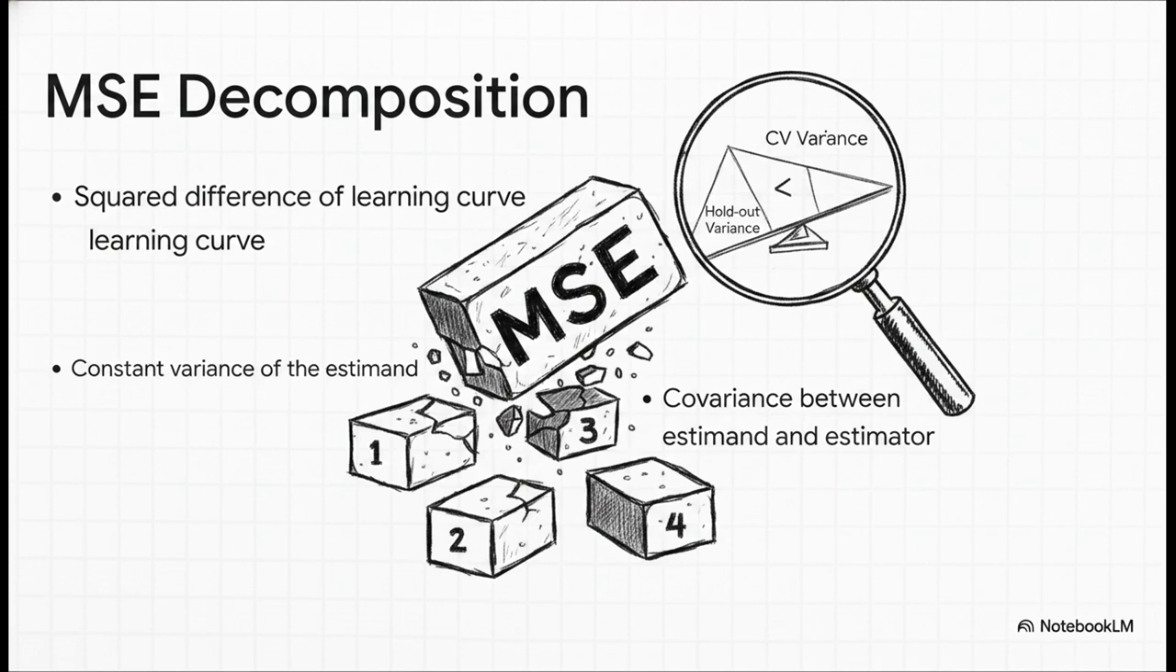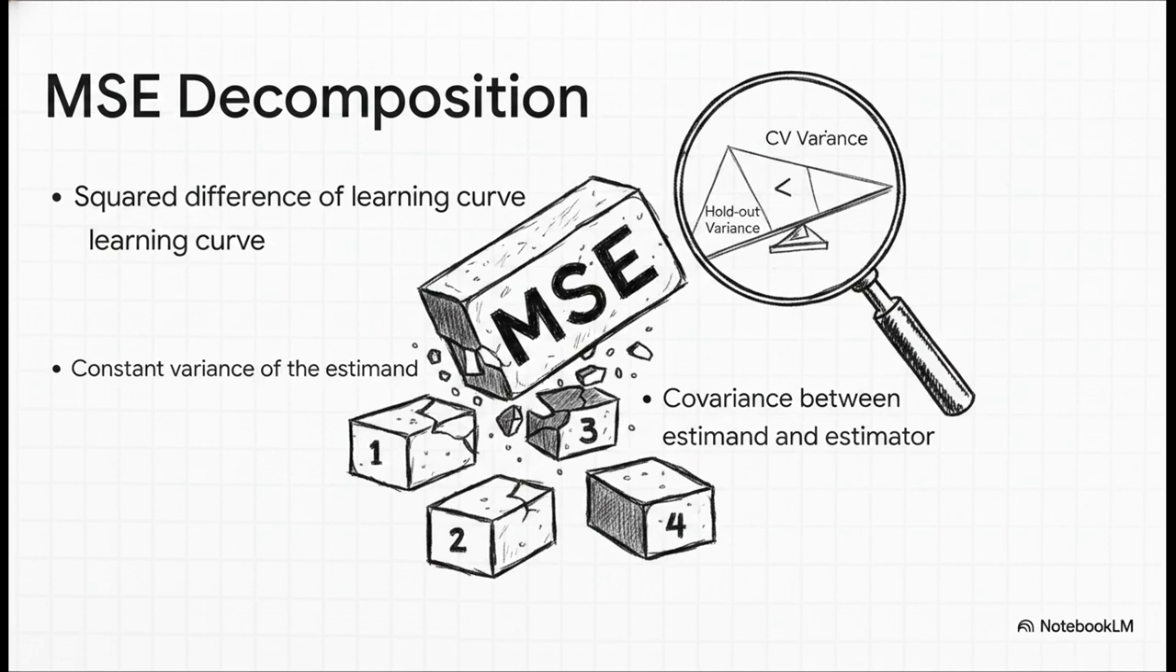First, the squared difference between the learning curve evaluated at the full sample size and at the training size. Second, the constant variance of the full sample estimand. Third, minus 2 times the covariance between the full sample estimand and our estimator. Holdout and CV share all 3 of those components equally. But here is exactly where CV pulls ahead. The 4th term, the variance of the estimator itself.